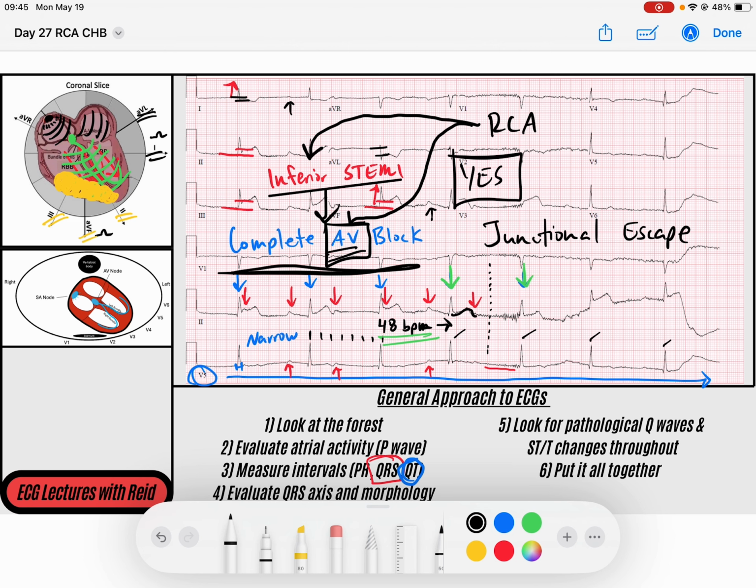So when we put this all together, we have an inferior ST segment elevation myocardial infarction with a complete AV block and junctional escape. So I hope it's a little bit of a good anatomy lesson for you. As we've gone through this 30-day challenge, the goal has been to build on cardiac anatomy and physiology, and I hope this is another opportunity to do that.